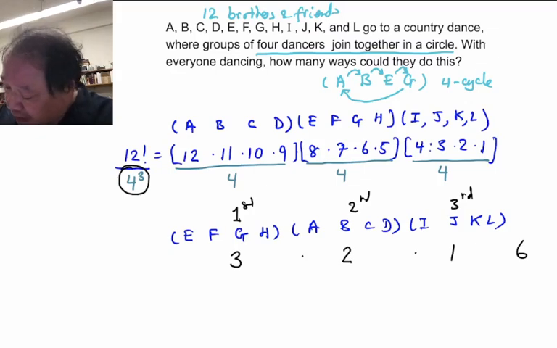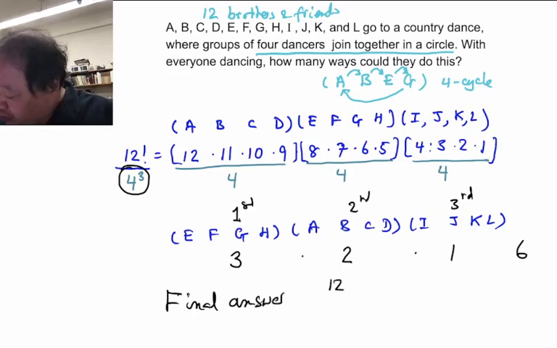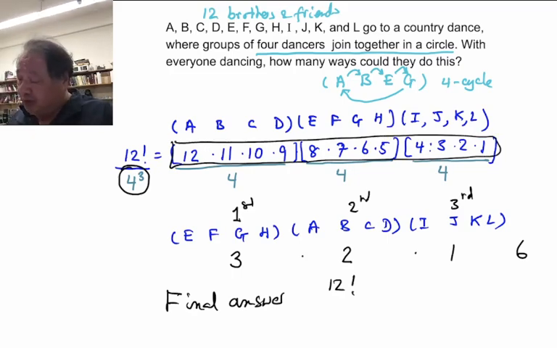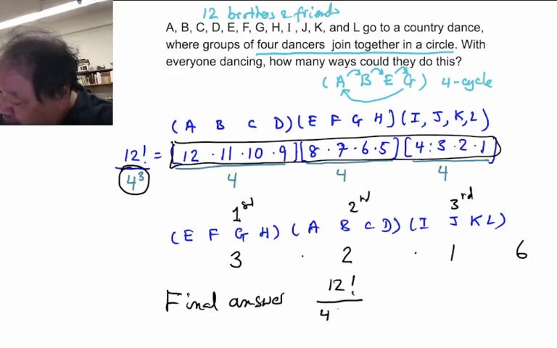And so the final answer is 12 factorial, which is 12 times 11 times 10 times 9 times 8 times 7 times 6 times 5 times 4 times 3 times 2 times 1, divided by 4 cubed times 6.